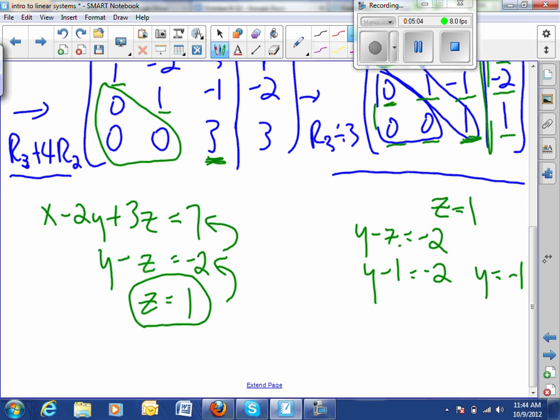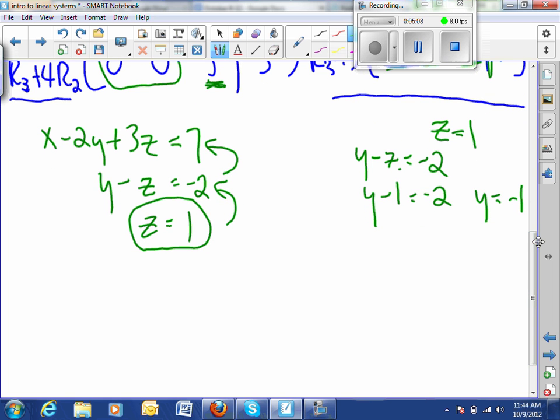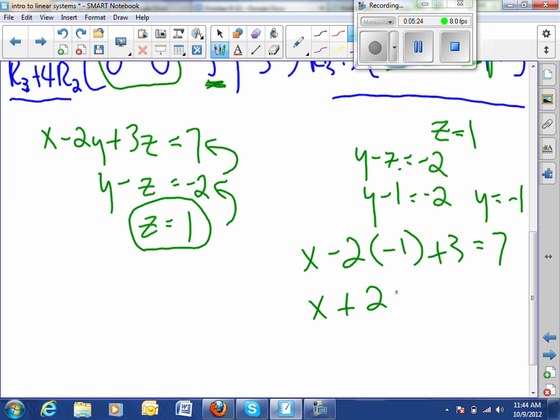Let me rewrite that. I need some more room here. X minus 2y, but I know y equals negative 1, so let's put that in, plus 3z, but z is just equal to 1, so that's 3, equals 7. So x plus 2 plus 3 equals 7, x plus 5 equals 7, x equals 2.